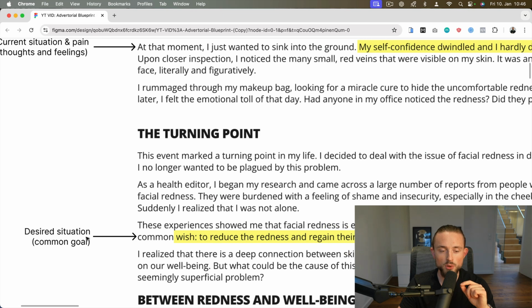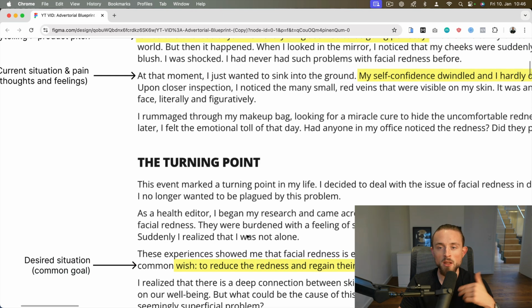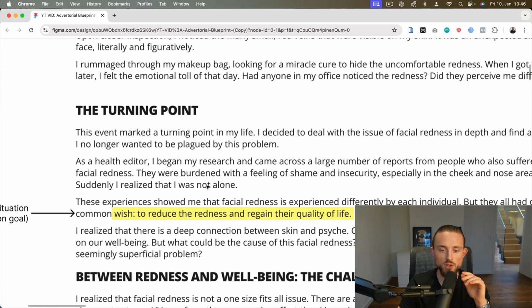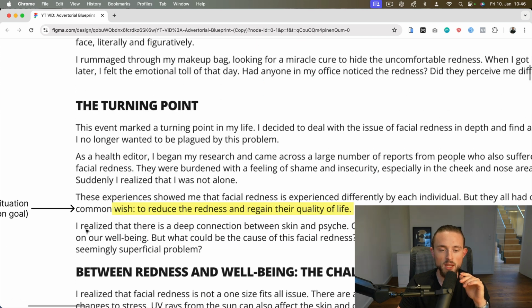So here we talk about the desired situation and the common goal, again to make it relatable with the reader. If you watch my videos, you see me talk a lot about current situation, desired situation, right? And this is why we play with both. Here we talk about the current situation, here we talk about the desired situation.